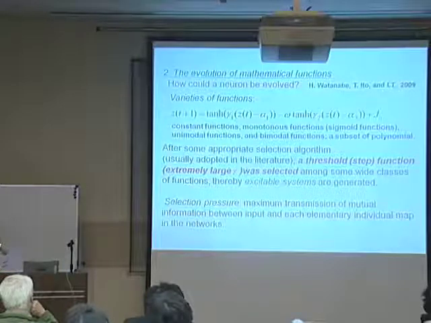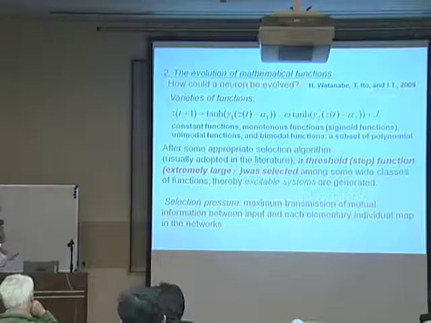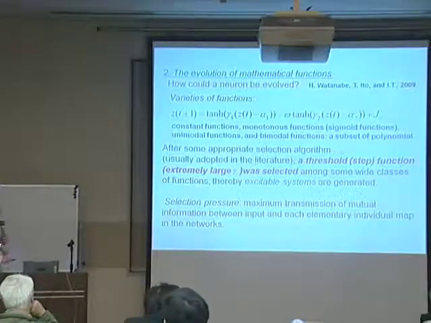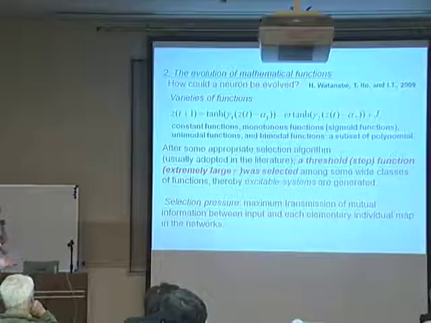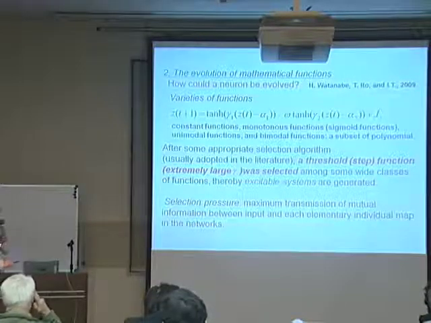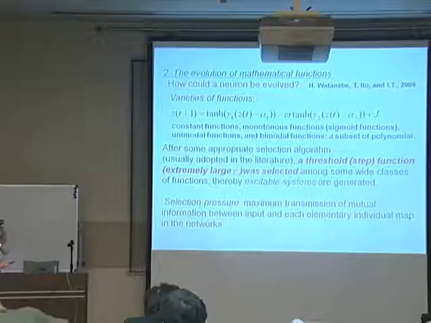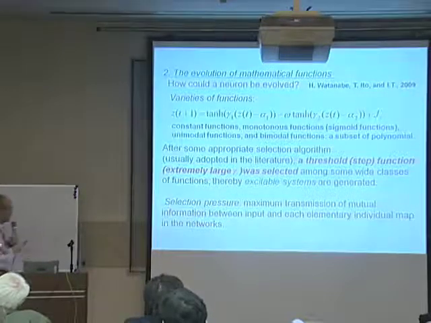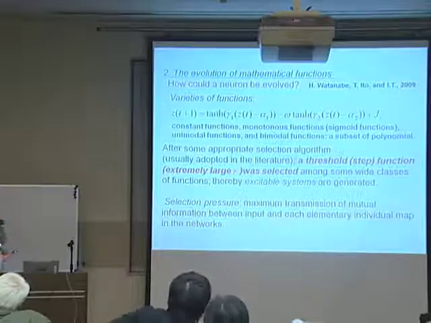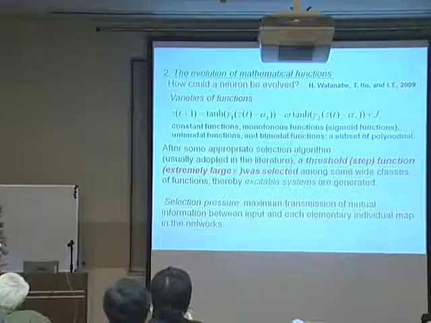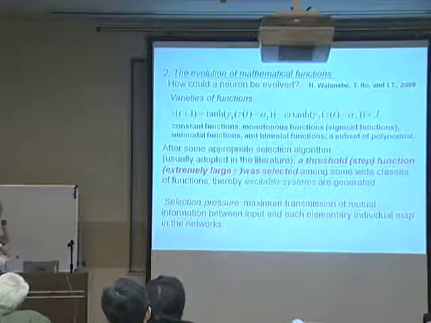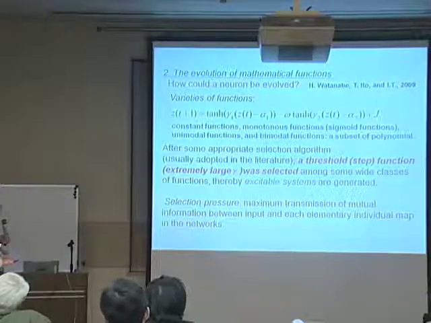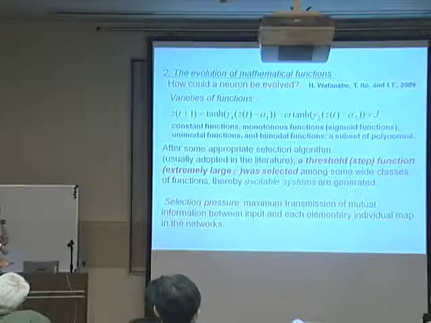After some appropriate selection algorithm, we adopted a usually used genetic algorithm. Not so strangely, the threshold function, that is a step function, was selected among the wide class of functions. Therefore, by this mechanism, the excitable system is generated. The selection pressure we adopted here is the maximum transmission of mutual information between input and each elementary network.